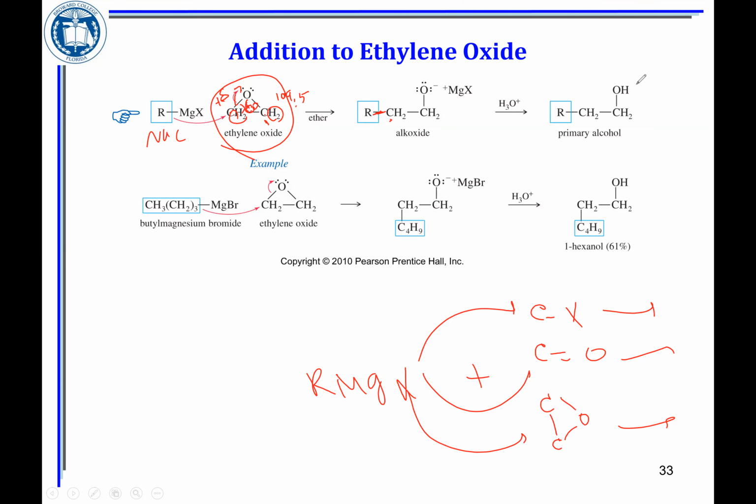The net result is, if you have Grignard, and I'm going to emphasize, if it's unsubstituted ethylene oxide, or it's just the ethylene oxide, there is no carbon attached to the ring. You have 2 carbons as part of the ring, but there is no carbon attached to the ring, you will get primary alcohol.